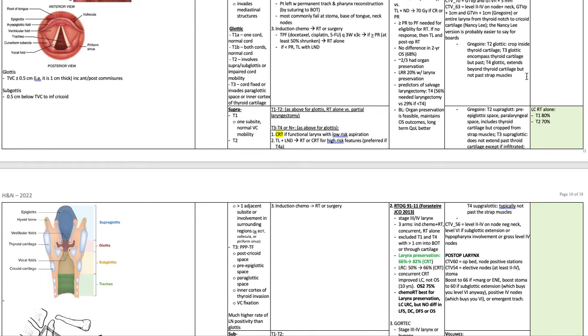One thing I will cover here is for supraglottic cancers. T2, you cover the pre-epiglottic space, the paralaryngeal space, including the thyroid cartilage, but cropped from the strap muscles. T3 supraglottic does not extend past the thyroid cartilage except if it's infiltrated. T4 supraglottic typically not past the strap muscles. CTV 56, levels 2 through 4 in the node negative neck. Level 6 is for subglottic extension or hypopharyngeal involvement or gross level 4 nodes. And that's it.